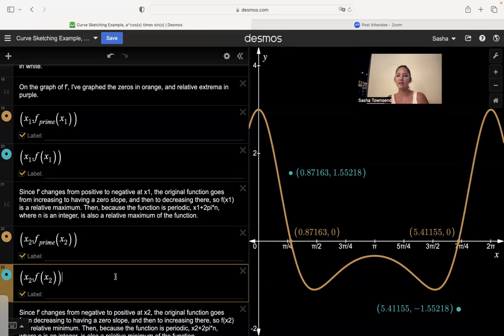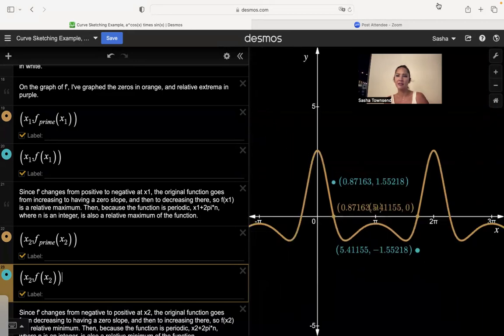Now the relative extrema of f prime actually correspond to points of inflection of our original function.